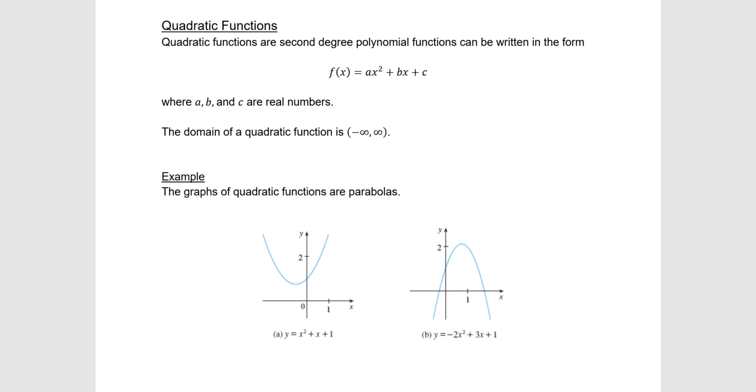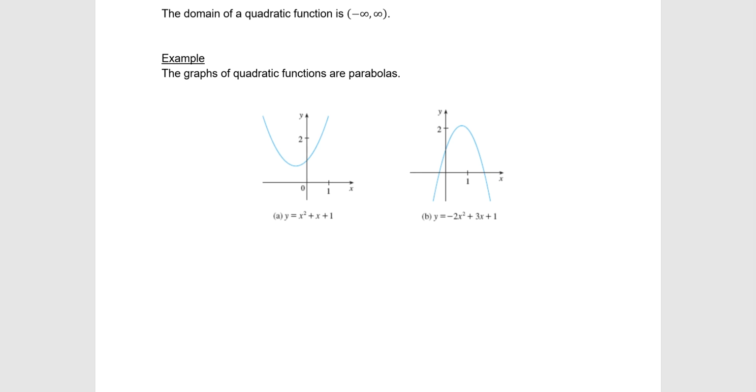Okay, quadratic functions is next. Quadratic functions are second degree polynomial functions. They can be written in the form f of x equals ax squared plus bx plus c, where a, b, and c are real numbers. And the domain of quadratic functions is negative infinity to infinity. The range of the functions will differ depending on what a, b, and c are.